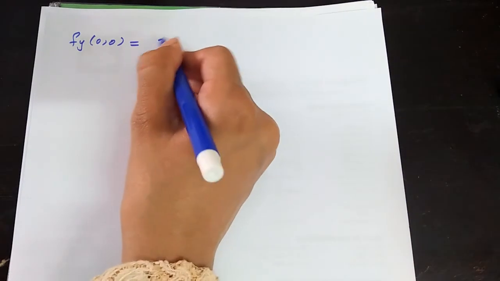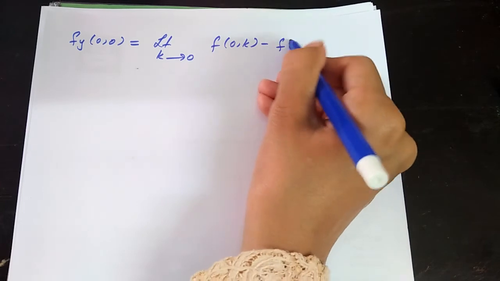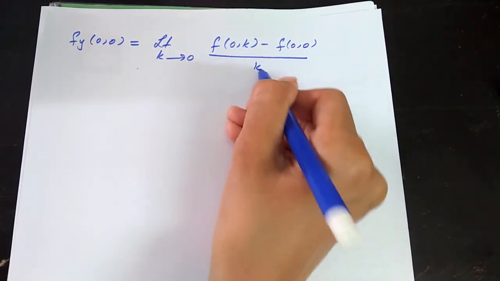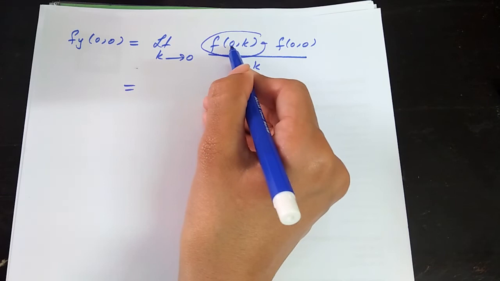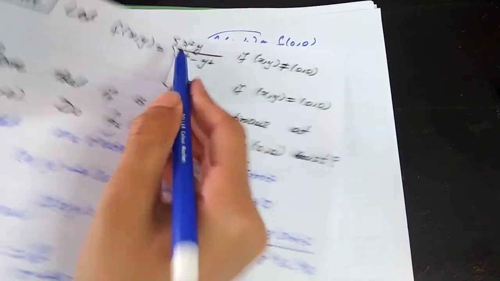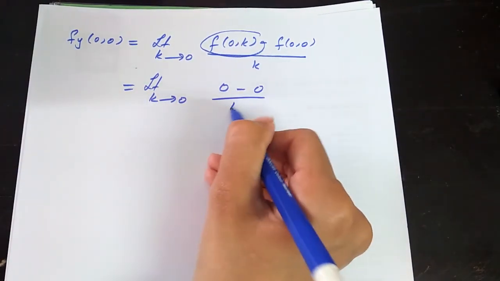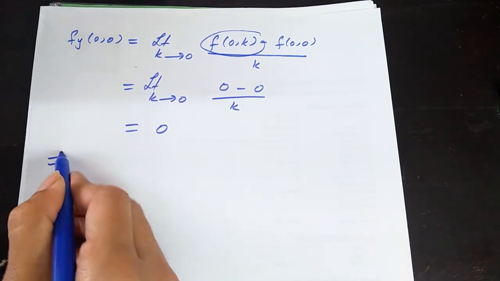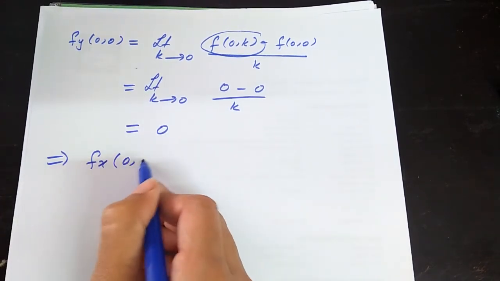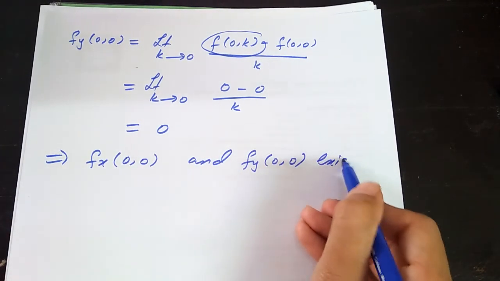Now we need to find the partial derivative with respect to y. So fy of 0, 0 will be equal to limit k approaches to 0, f of 0, k minus f of 0, 0 divided by k. Now use the same value, x as 0 and y as k, in this function. I will get here 0 minus 0 divided by k, that is equal to 0. So this implies that fx of 0, 0 and fy of 0, 0 exist. You got some possible answer here.